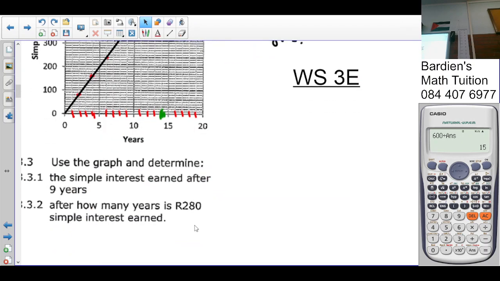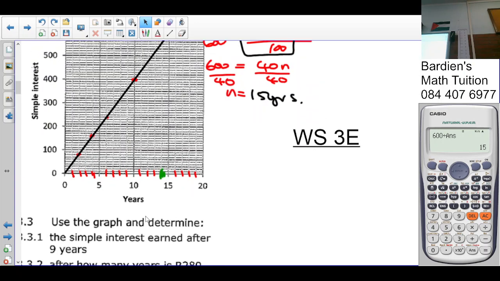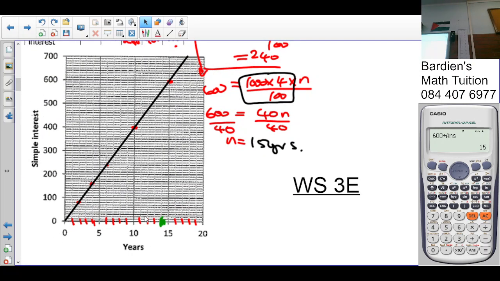So coming back to the question, use your graph to determine the simple interest earned after 9 years. If you go to 9 years, as I made the marking in green already, I now take that 9 and go up to this line. You see there, on the line here. Now my diagram is not drawn to scale. It is actually supposed to have been, but the thing is very blurry.